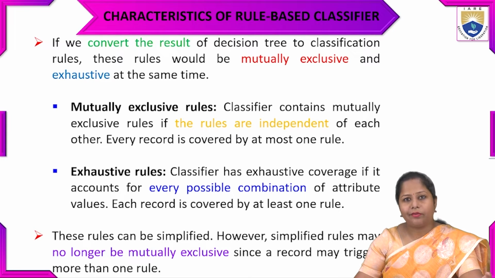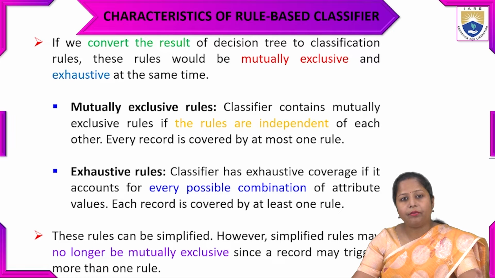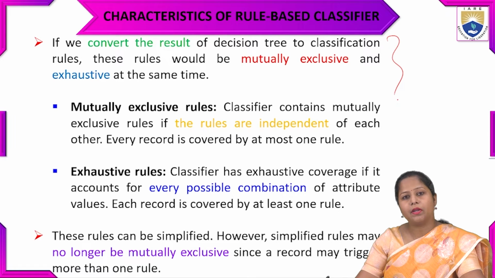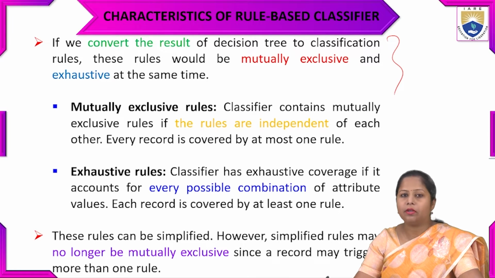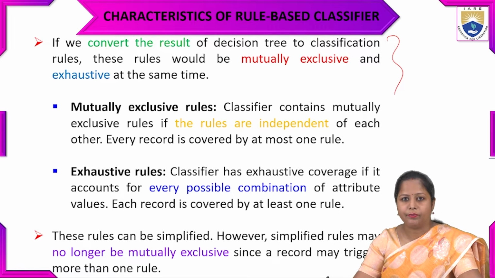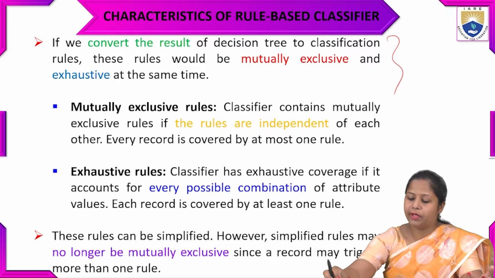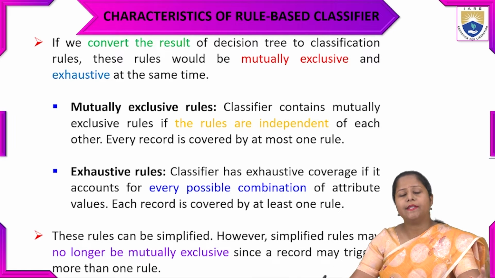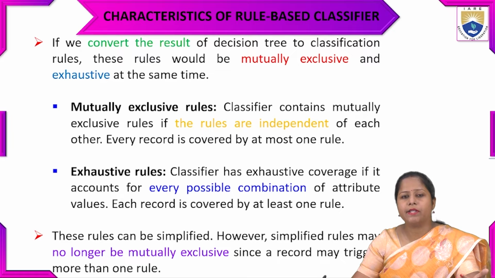Characteristics of a rule-based classifier. If we want to convert the result of a decision tree, which we have covered in earlier classes, into classification rules, then these rules would be mutually exclusive as well as mutually exhaustive at the same time. So only one rule can have the mutually exclusive nature, and that can also be exhaustive in nature.